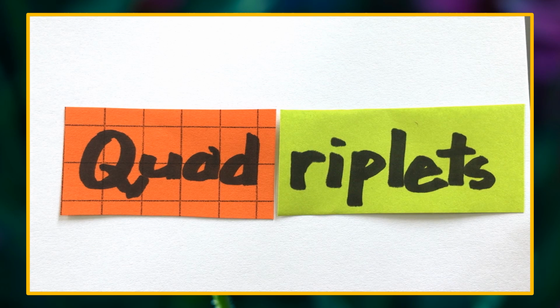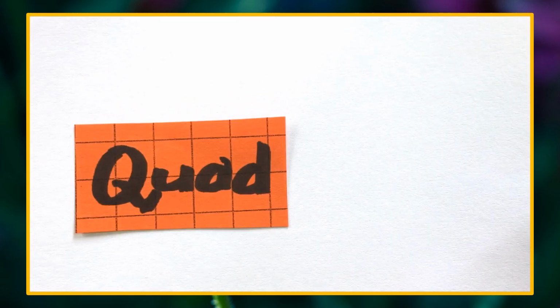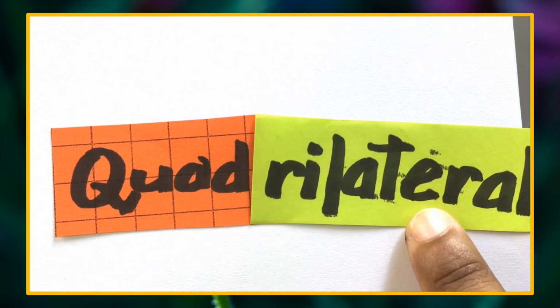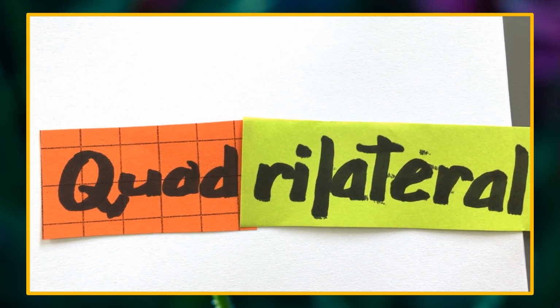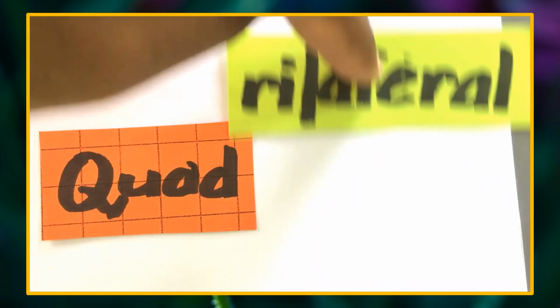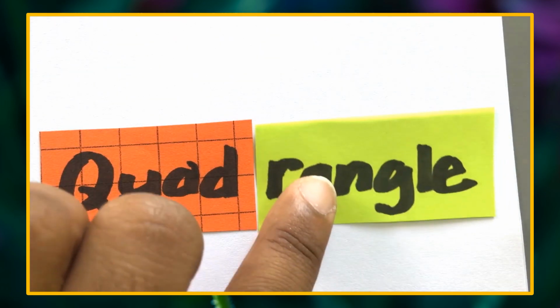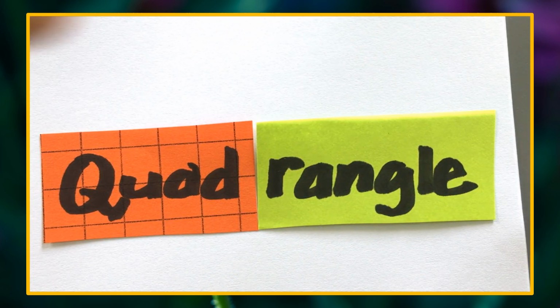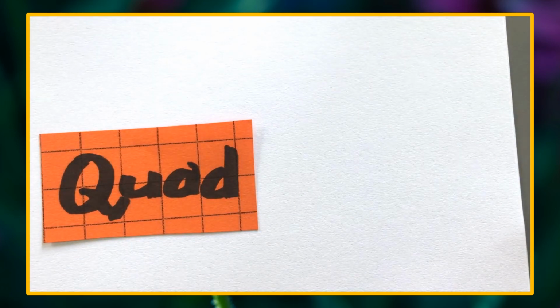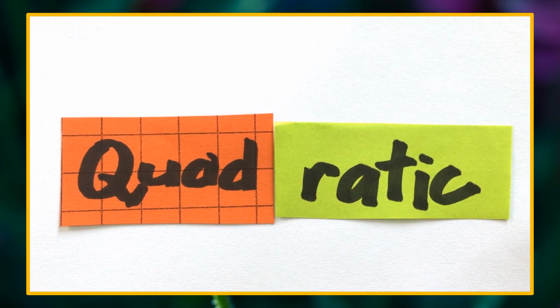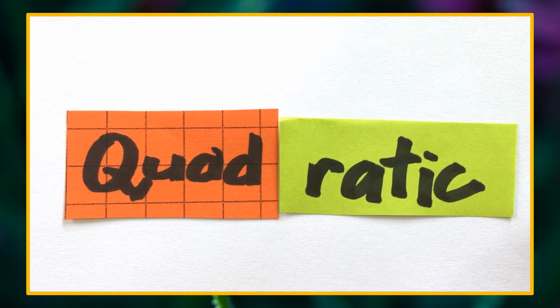Quadruplets. 4 babies that are like twins or 2 sets of twins. Quadrilateral. Everybody knows 4-sided figure. Quadrangle. 4 angles. Quadratic. 4-ratic. I'm joking. It's actually 4 terms. 4 terms. That's what we're going to be looking at. We're going to be looking at quadratic expressions and how to factorize them.